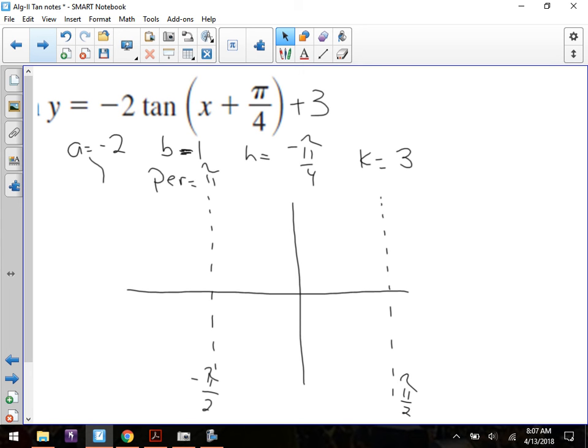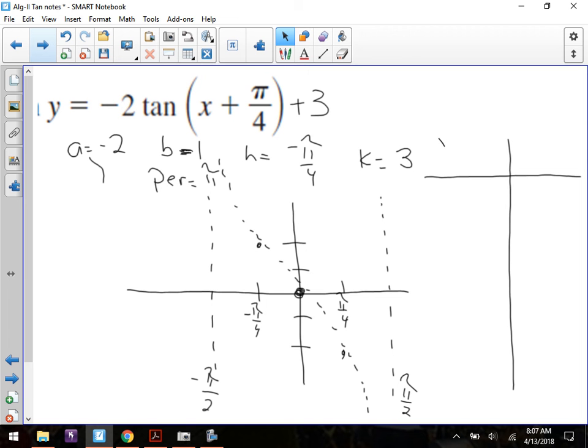Let's see. My A value is 2. I have a 0 and 1, 2, 1, 2. Halfway between here is pi over 4 negative and pi over 4. So we have positive 2, 0, negative 2. Tangent graphs have a lot of dotted lines. It's just one of those deals, just how that works itself out. So we have our ordered pairs.